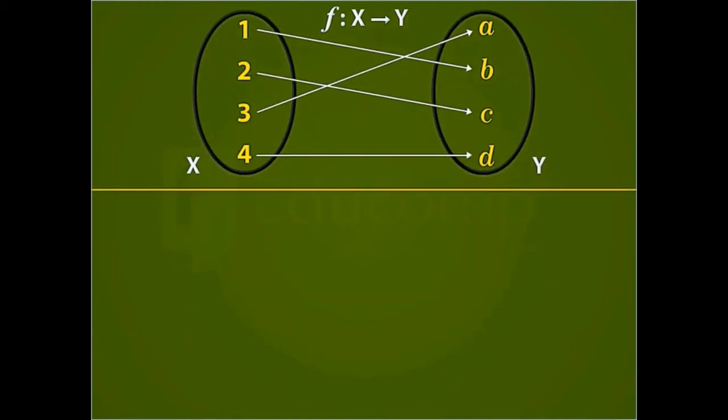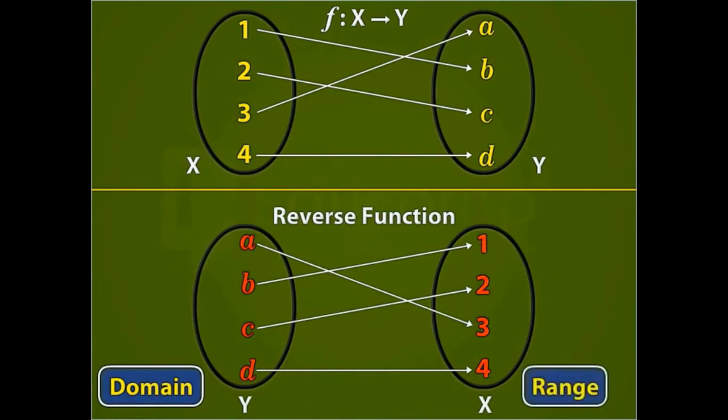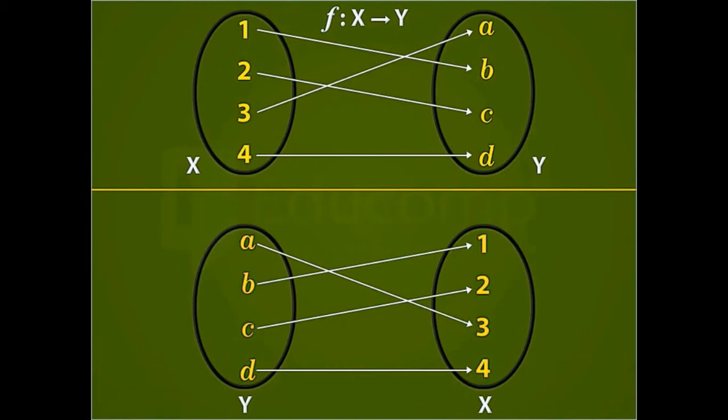If we reverse this function, all elements of set Y form the domain and all elements in set X form the range of the reverse function. Such a reverse function is called an inverse of the function f. It is denoted by f with -1 in superscript.